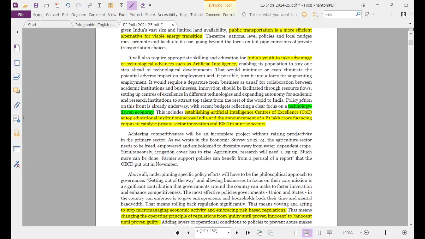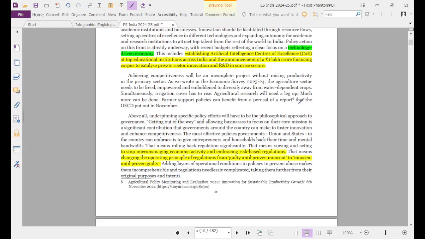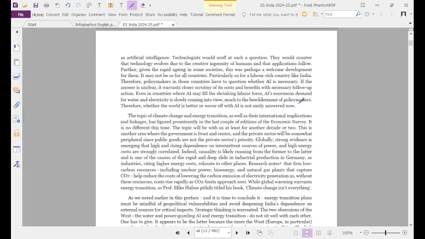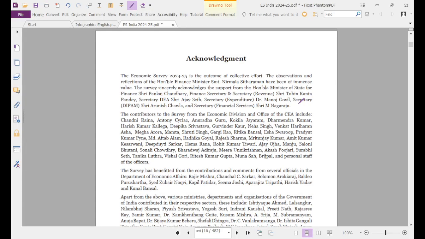You can see the technology-driven economy. So I just highlighted some things. You can take a note and try to study and put things in place. Yeah.